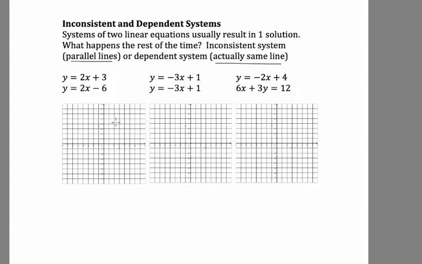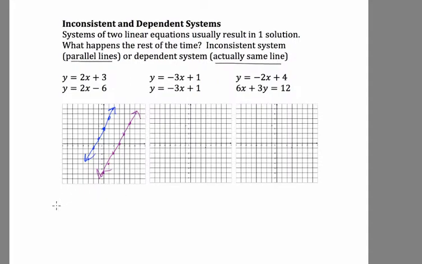So let's look at this one. y equals 2x plus 3, and y equals 2x minus 6. You can see that these lines are parallel, and therefore will never cross.